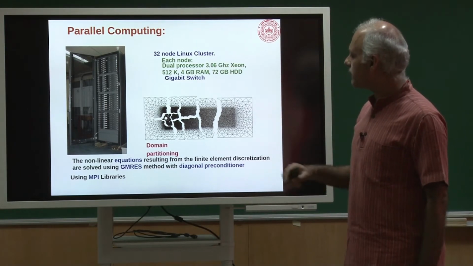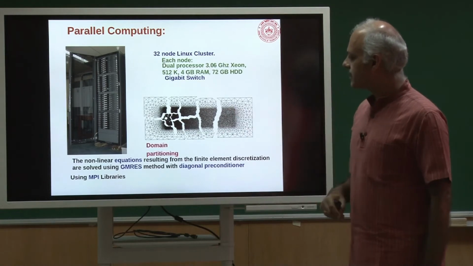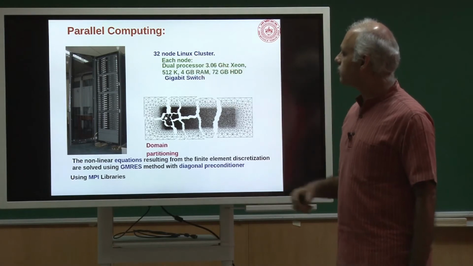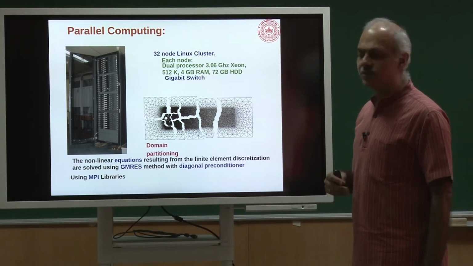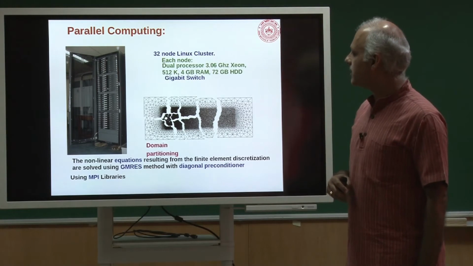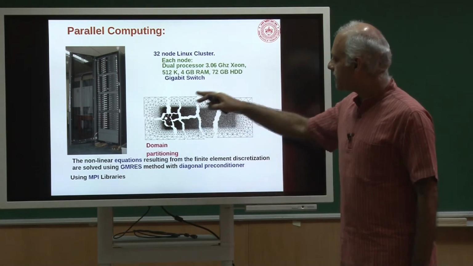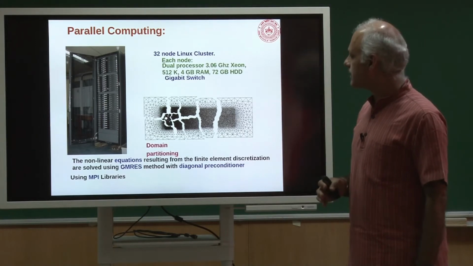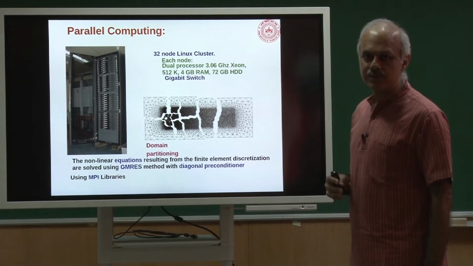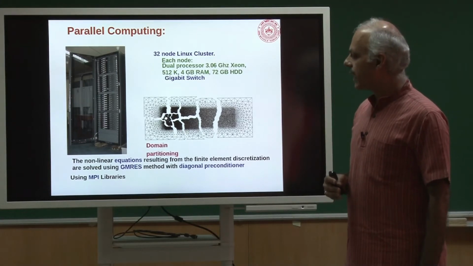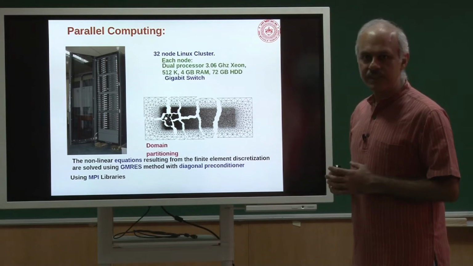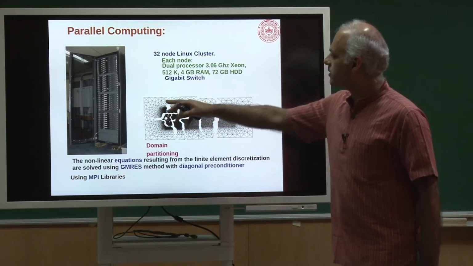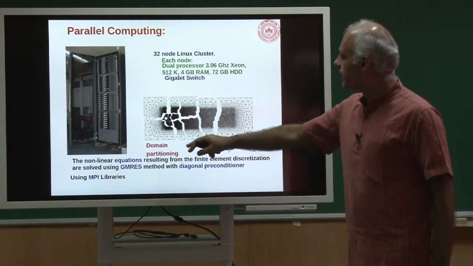So, typically what we do is we break the mesh into several parts. In this case, for example, if I have 32 nodes, and each node may have one processor. So, if I have 32 processors, I may want to break this problem into 32 subproblems, and we would like to keep all the neighbors as close to each other as possible, so that the information is internal to each processor. We have as little communication from one processor to the other. So, that is called domain partitioning.